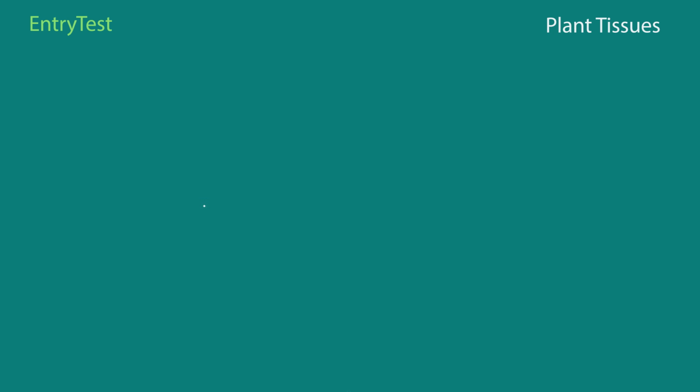And currently we are doing anatomy and physiology of plants. And what we are going to cover in this video is going to be again a part of that, the anatomy of flowering plants and especially the different kinds of plant tissue that exist.